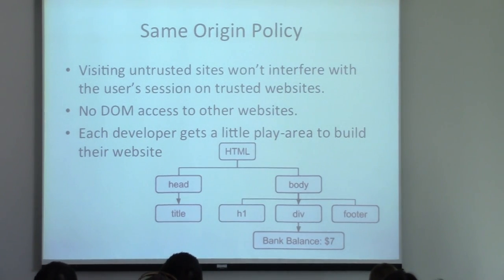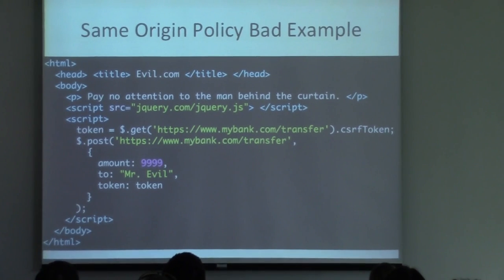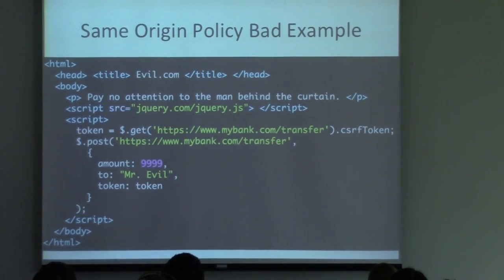So, getting started. First thing we talk about, same origin policy. Pretty much every talk about browser security talks about same origin policy, so I'm pretty sure most of you are familiar with it. But the general idea is that when you visit an untrusted site, that site shouldn't be able to manipulate the sessions you've already established in one of your trusted sites. So basically it says no DOM access to other websites. This is nice because it gives each developer a little play area to build a website and not have to worry about other sites messing with it. And if we didn't have same origin policy, stuff like this would be possible.